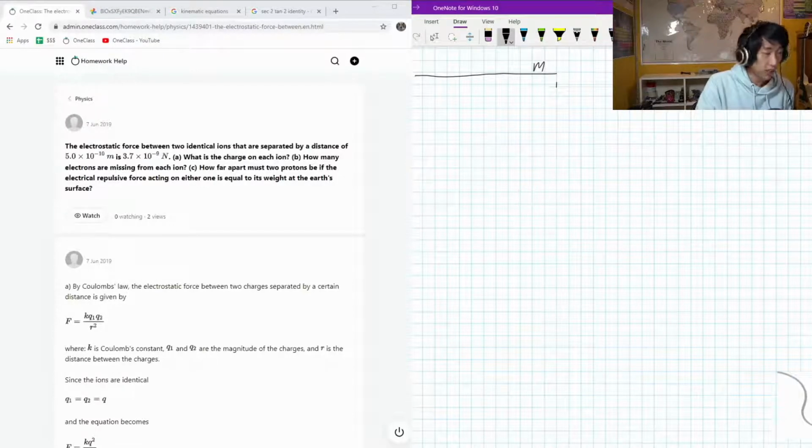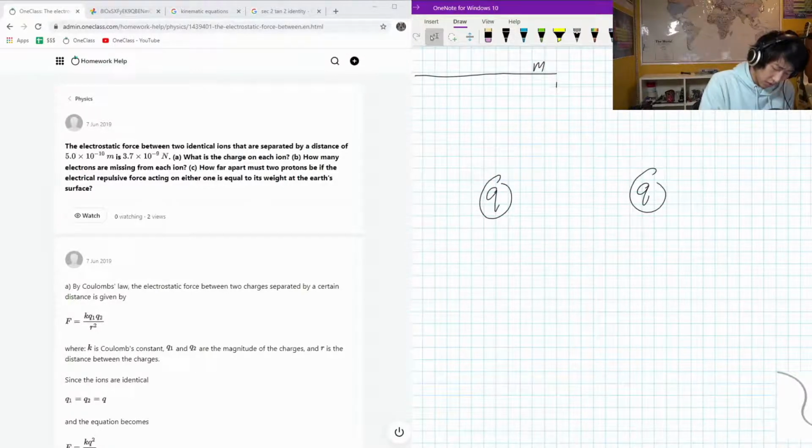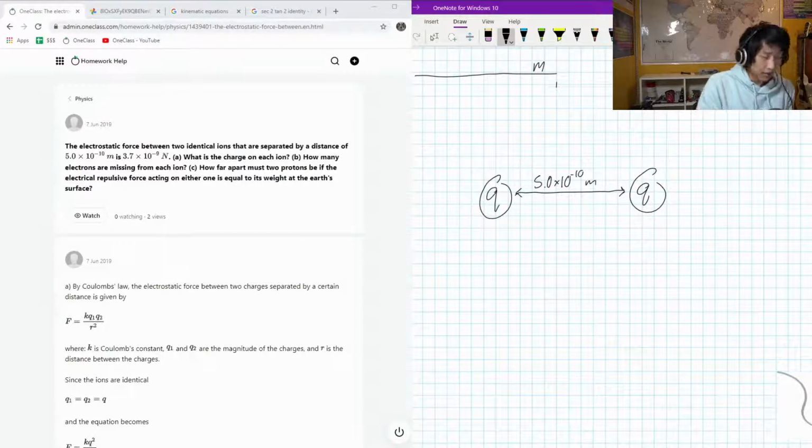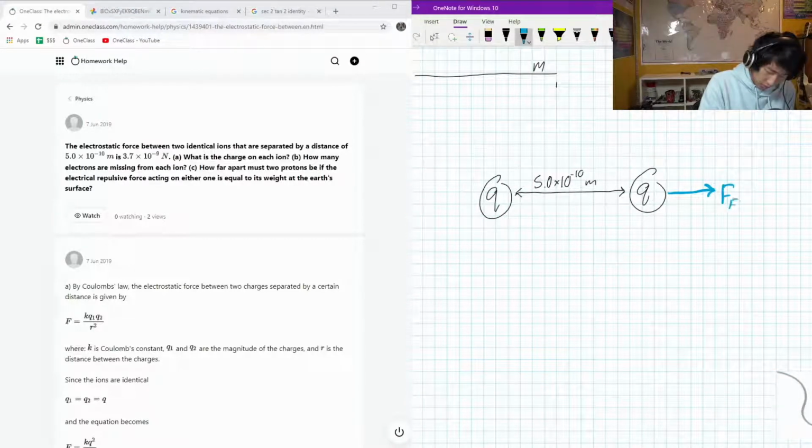The first part of the question is presenting this situation. We have two ions, so we have a charge Q here and a charge Q here. We know that their separation distance is 5.0 times 10 to the negative 10 meters, pretty close together. And they have a force. Let's make a blue force. The force that they feel is going to be like this.